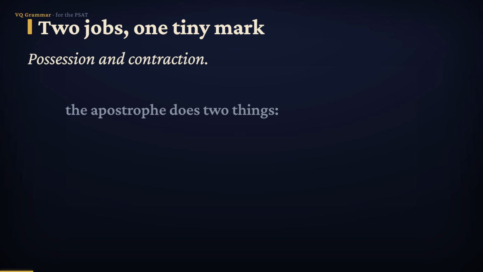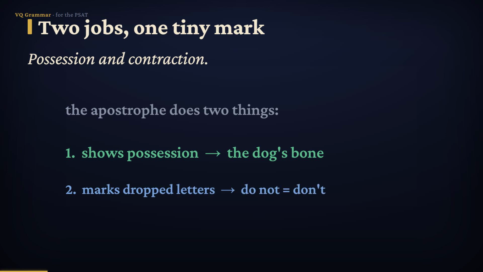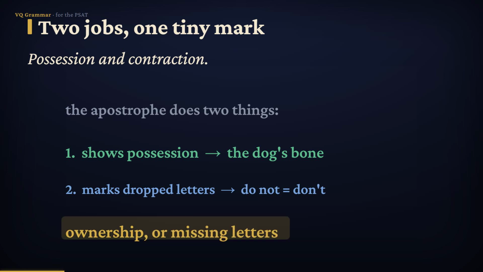Job 1. The apostrophe shows possession, that something belongs to someone. The dog's bone means the bone of the dog. Job 2. The apostrophe marks dropped letters in a contraction. Do not, squeezed together, becomes don't, with the apostrophe where the O was removed. So every apostrophe is doing one of two things, showing ownership or marking missing letters.